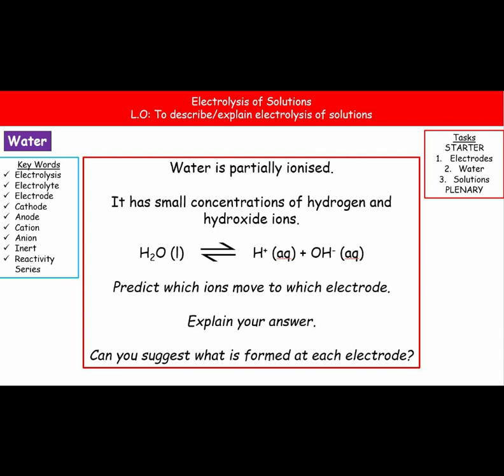Now, what I want you to do first of all is there are 3 things for you to do at the bottom there. I want you to predict which ions move to which electrode. So which ions are going to the cathode, which ones are going to the anode. I want you to explain why you decided that. And then finally, I want you to suggest what substance we may form at each electrode. So what do we form at the anode? What do we form at the cathode?